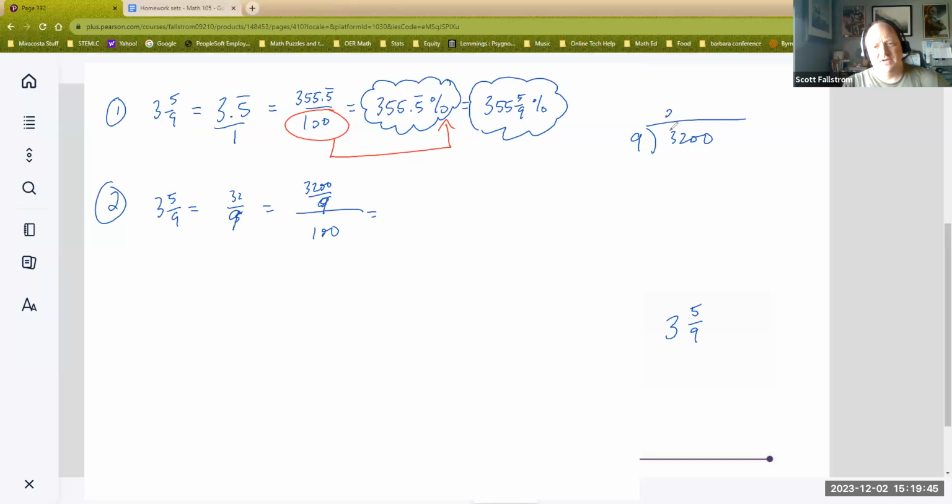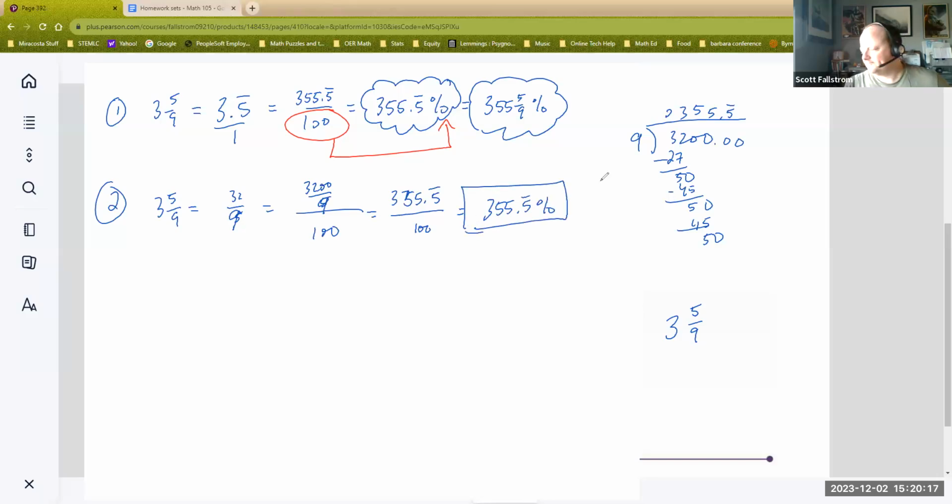So 9 goes into 3,200. 3 times 9 is 27, leaving 50. 5 times 9 is 45, which gives me 50 again. And I keep going. 0.55555 repeating. I get a repeating remainder, so I have it. So this turns into 355.5 over 100, which again is 355.5 repeating percent.